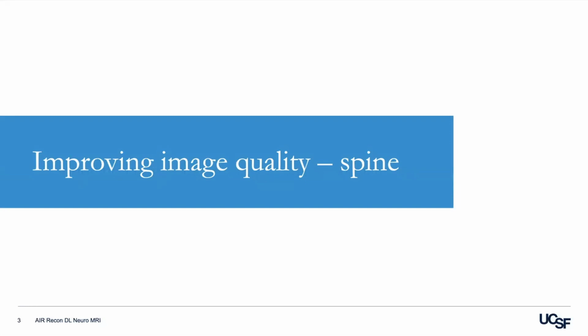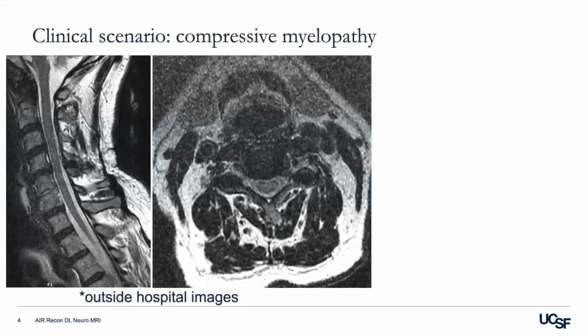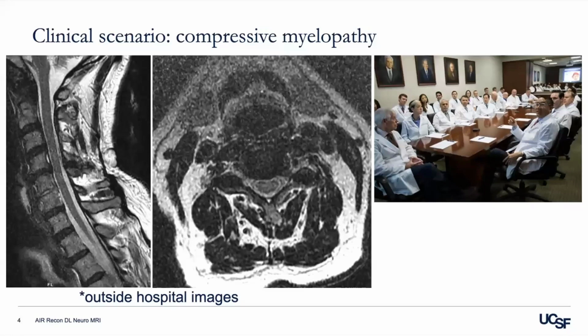And I'll start by setting the scene with a common clinical scenario that we often encounter in neuroradiology. This is a patient who is, say, potentially transferred to your institution, and there's a concern for compressive myelopathy. And these are the outside hospital images that are provided to you. And you're reviewing the case in your multidisciplinary group meeting, a meeting like this, which unfortunately wouldn't happen anytime soon for most of us.